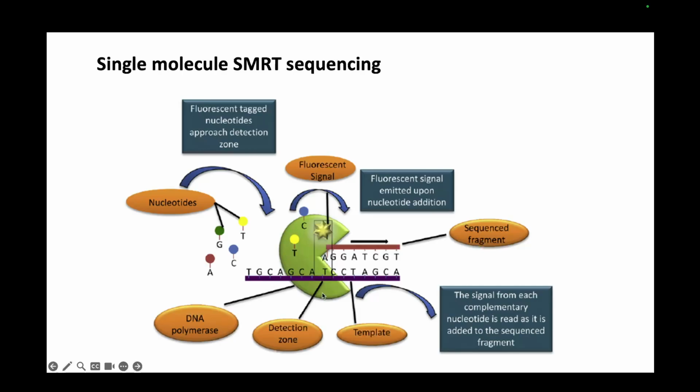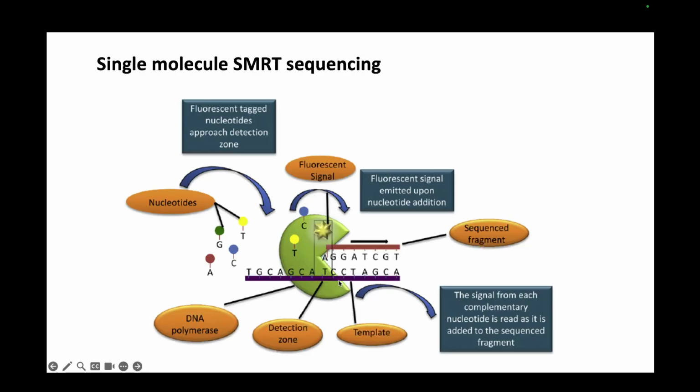This green thing is your enzyme, which is your DNA polymerase. This is your original strand, and this is the strand that you're sequencing to identify what is there in your original strand. Inside the well, fluorescent tagged nucleotides are there, and using this DNA polymerase, they attach to the strand one after the other. Here is the detection zone, which will detect the signal emitted after addition of a single nucleotide, and it can tell what nucleotide is being added at that position.